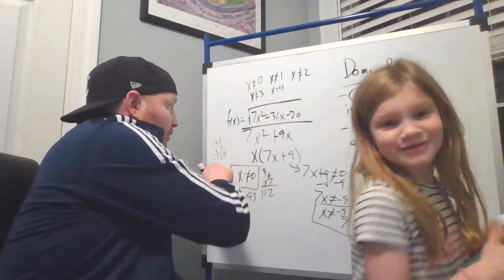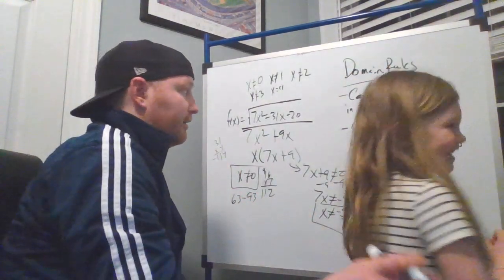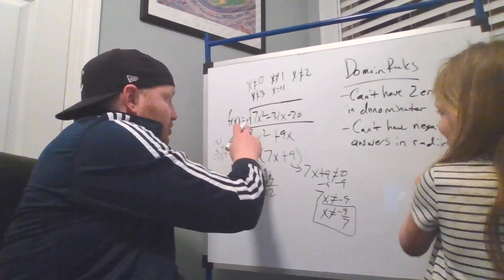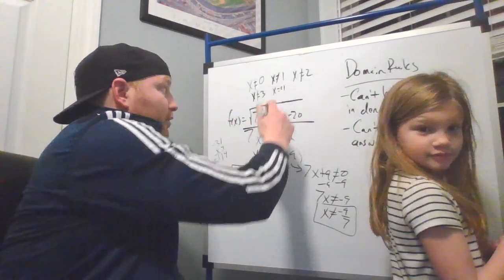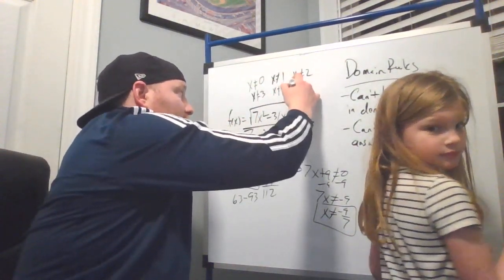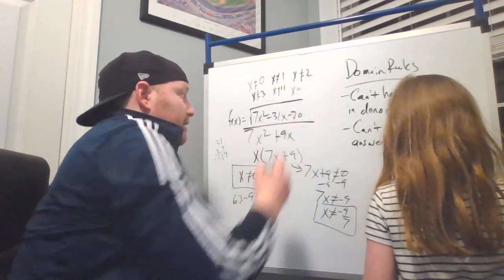Well, I already know. We got 112 minus 114, which is negative. That's not going to work. x cannot equal 4. Let's see if x can equal 5.